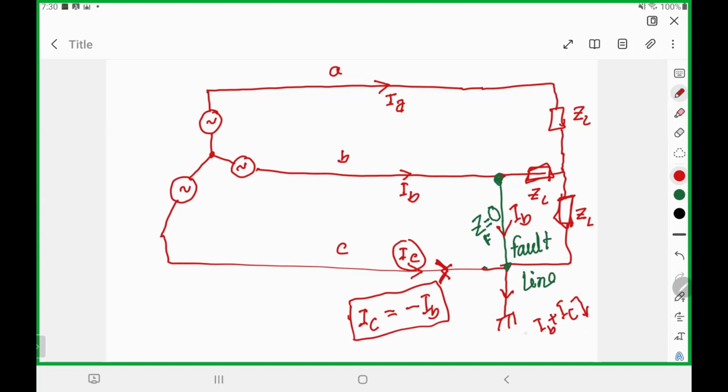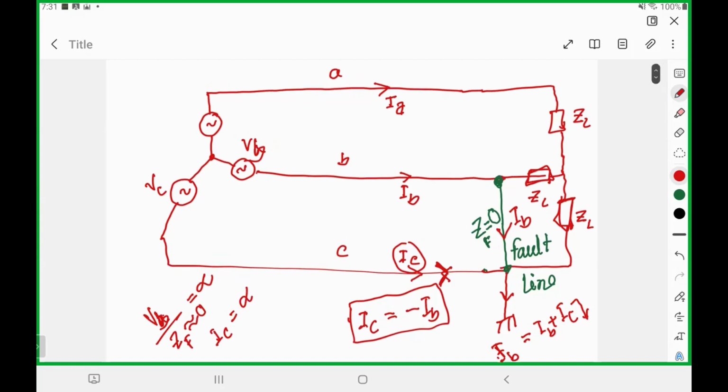Okay. So the fault current will be IB and IC, and this IB and IC is coming from the voltage VC and VA, and that is given by VB divided by ZF, which tends to 0. That means this IB current will be infinite. Similarly, IC current will be infinite. So this is the common understanding we need to have from our discussion here.